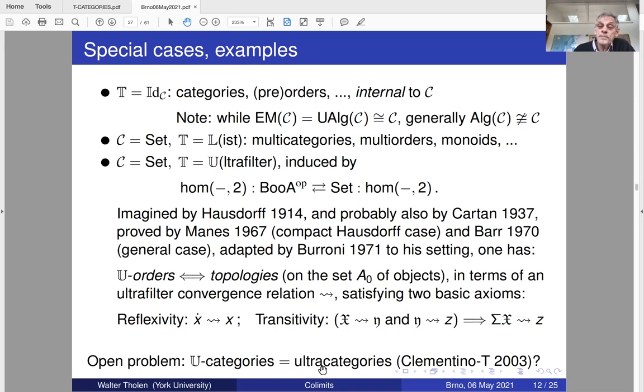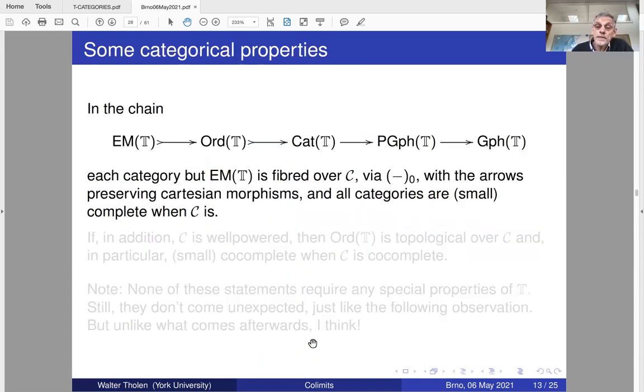I strongly suspect that they are the same thing that we introduced in a paper with Clementino in 2003, where basically you come from the notion of multi-category, and instead of lists of objects as domains, you have ultrafilters on the set of objects. And you write down the category axioms. But I still haven't really managed to establish this equality.